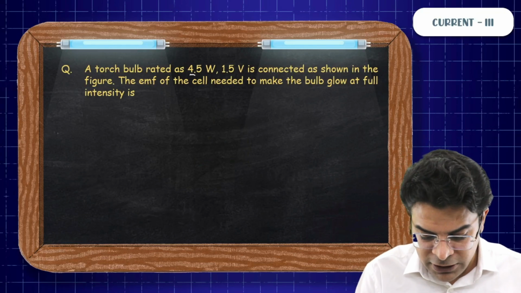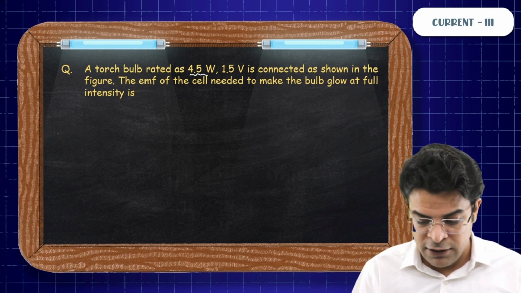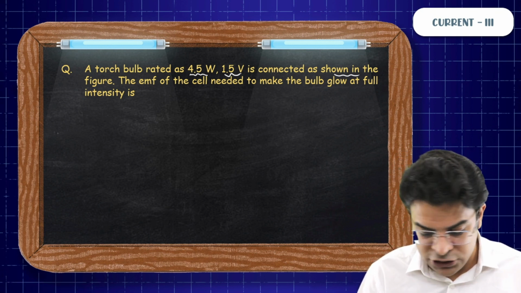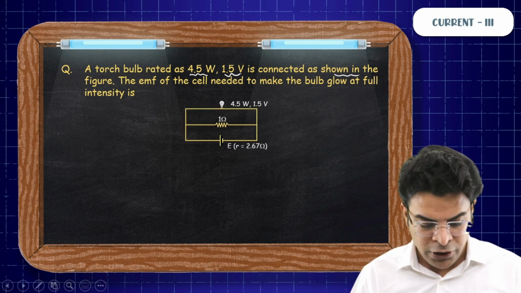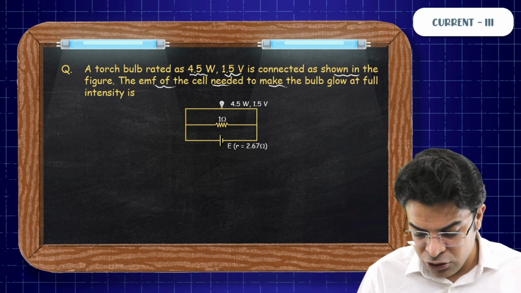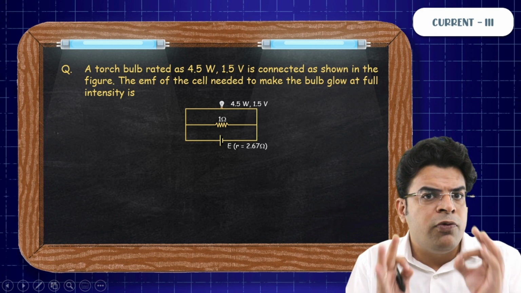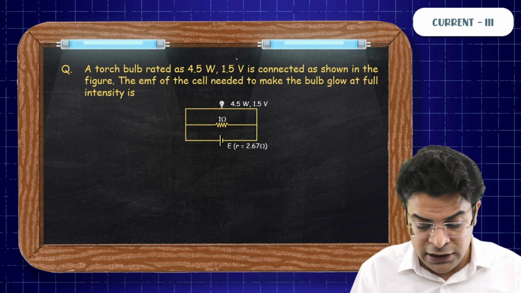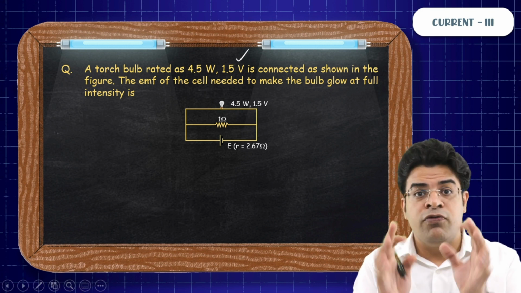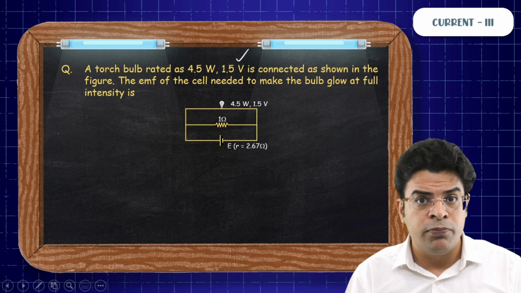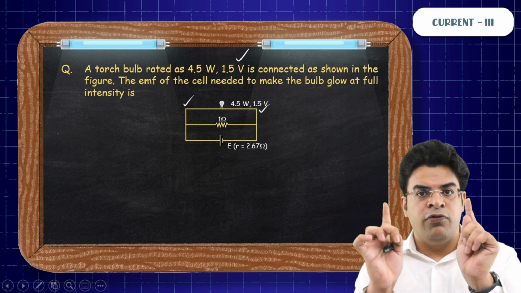A torch bulb is rated at 4.5 watt and 1.5 volt. It is connected as shown in the figure. Where is the figure? Here is the figure. So the EMF of the cell needed to make the bulb glow at full intensity. So you know that this bulb works properly when it is connected across a potential drop of 1.5 volt. So you want the potential drop across the bulb to be 1.5 volt.